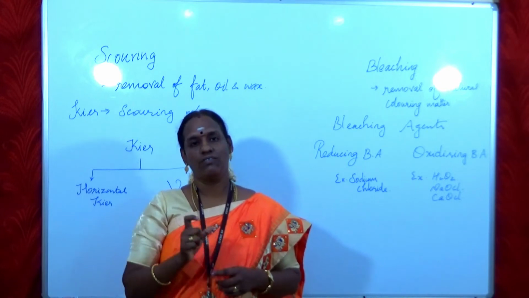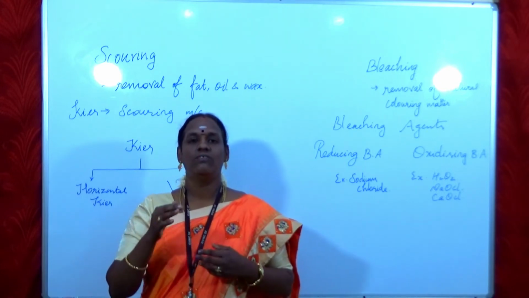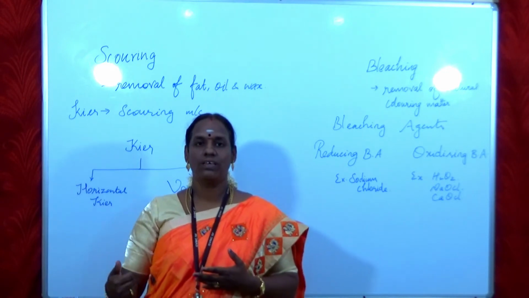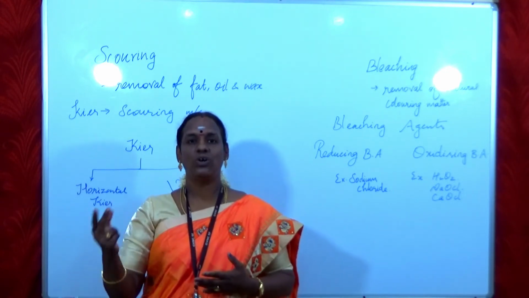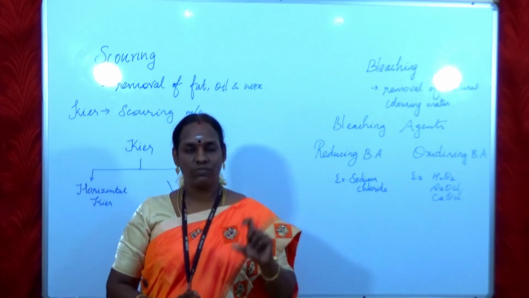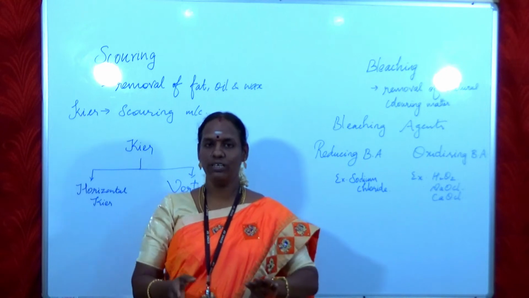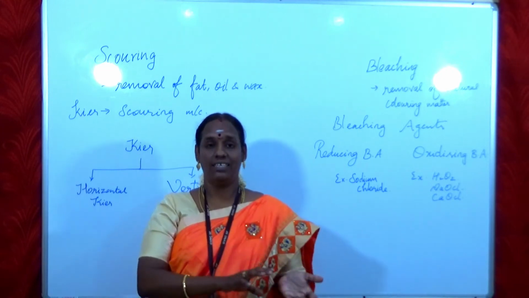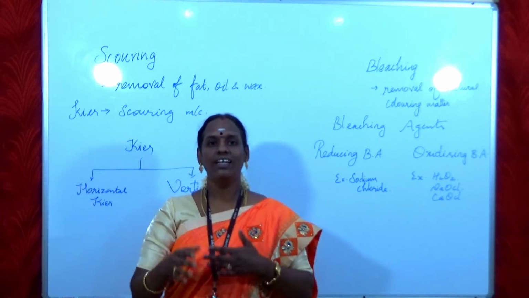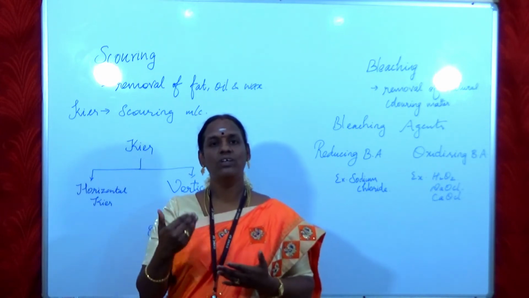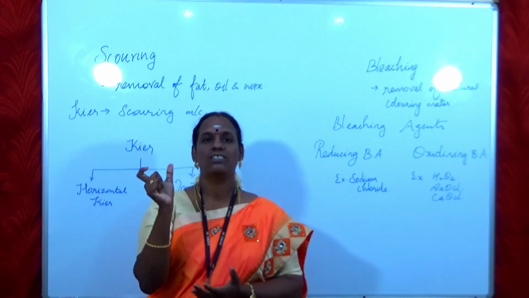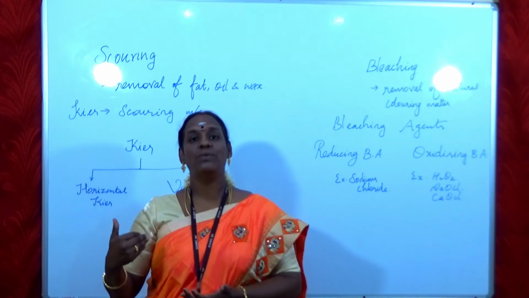Sodium hydroxide, we know that it is an alkali, right? When the alkali reacts with the fat present in the fabric, it converts into soluble soap. That is, the fat present in the cotton reacts with the alkali, sodium hydroxide, and gives soap. We can wash it and remove that soap in the washing process. That process is known as saponification. And the next one is emulsification.